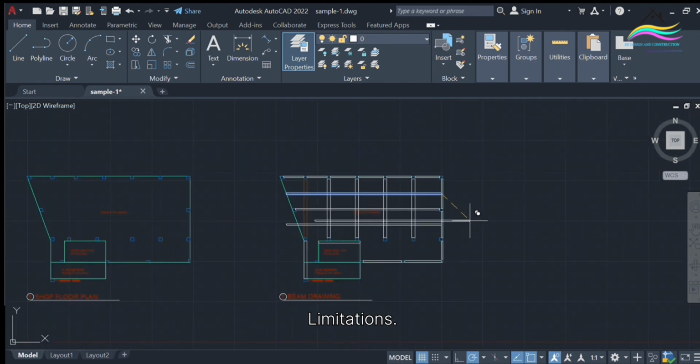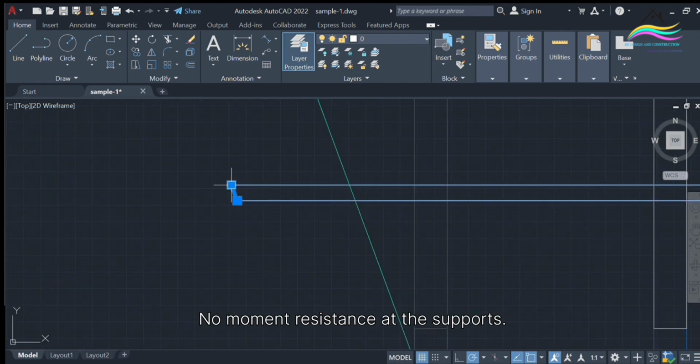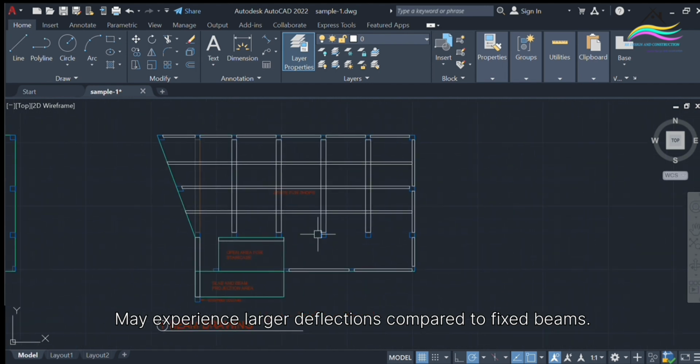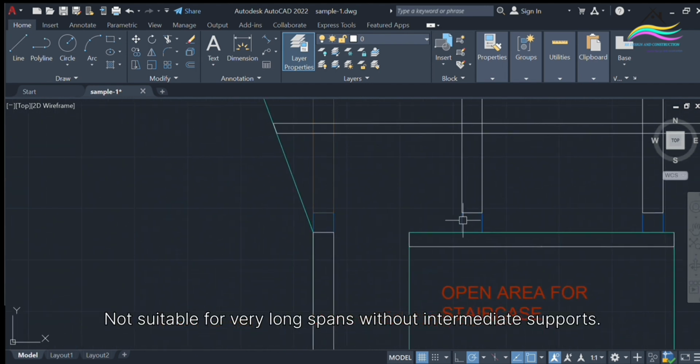Limitations: no moment resistance at the supports. May experience larger deflections compared to fixed beams. Not suitable for very long spans without intermediate supports.